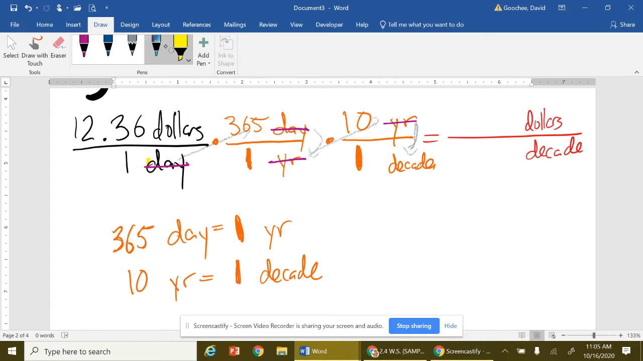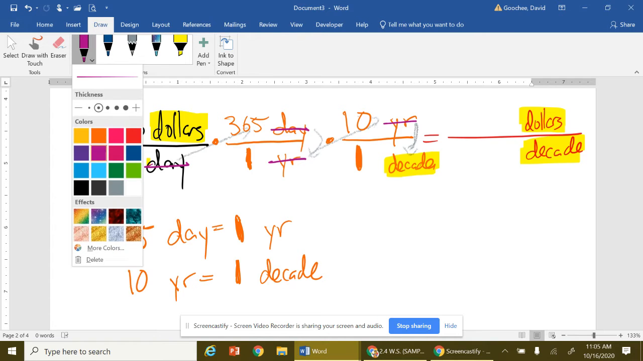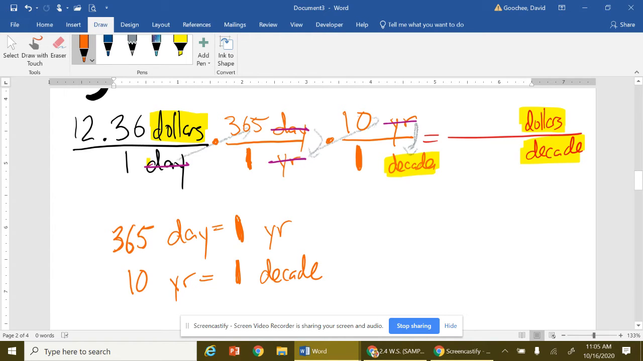Now let's take a look at these units now. On the top, the only unit left is dollars. On the bottom, the only unit left is decades. So we have done it. We have finished the conversion. We have the units that we want. All right, let's do the bottom number first. It's pretty easy. 1 times 1 times 1 is 1.